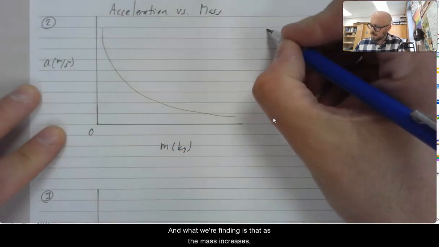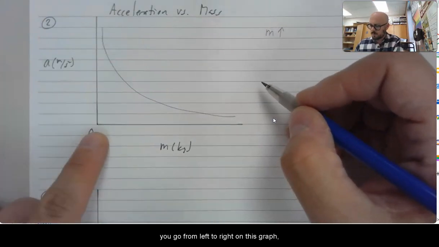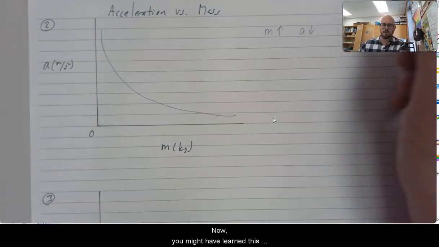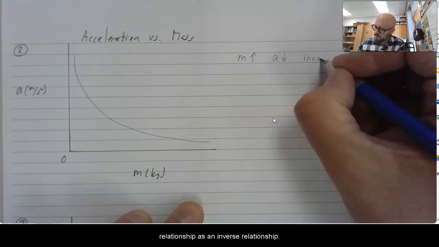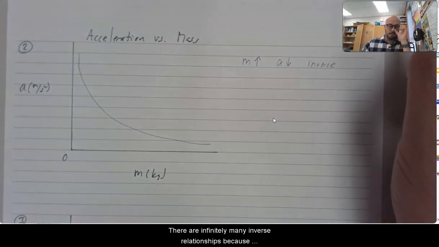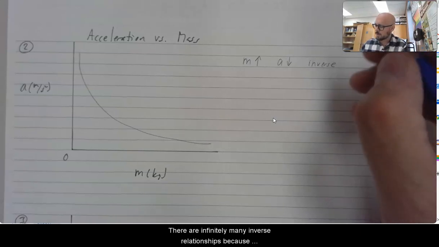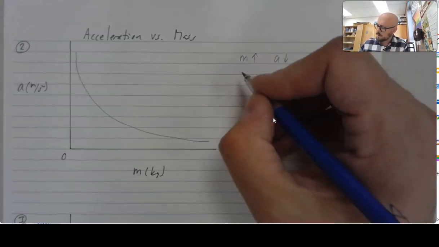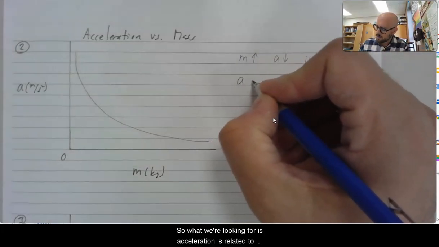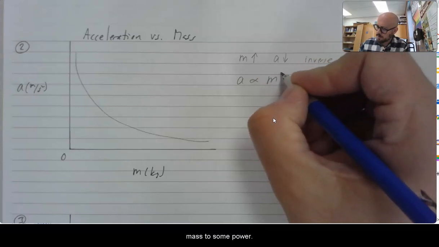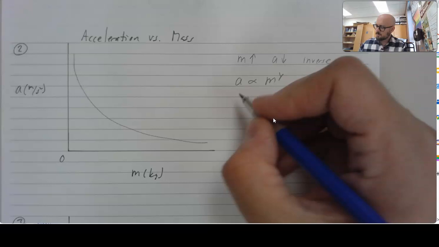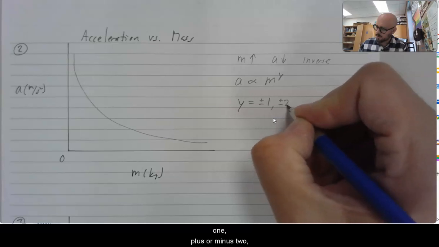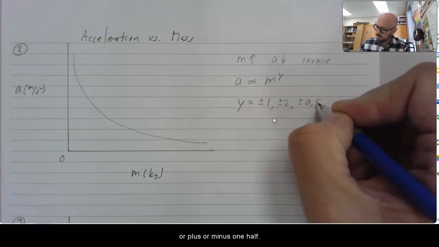And what we're finding is that as the mass increases, as we go from left to right on this graph, the acceleration decreases. Now, you might have learned this relationship as an inverse relationship. There are infinitely many inverse relationships because there are infinitely many powers that show us how mass behaves here. So what we're looking for is acceleration is related to mass to some power. The options for that power are generally plus or minus 1, plus or minus 2, or plus or minus 1/2.